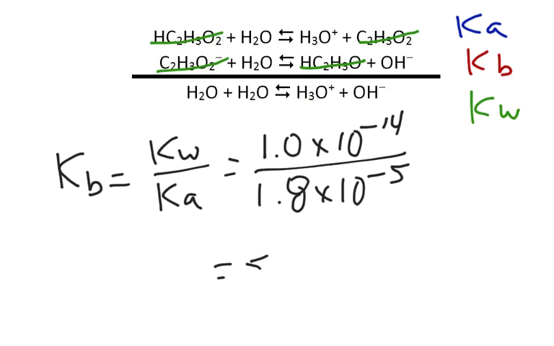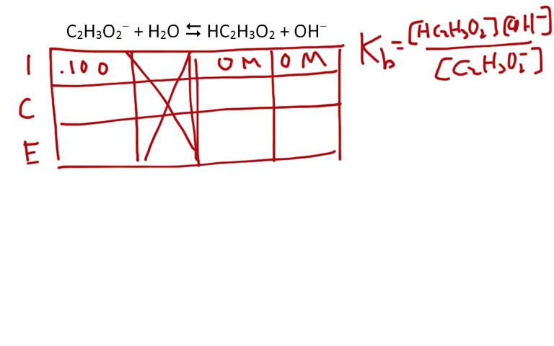And we get all done. I think that is 5.6 times 10 to the negative 10. So we're going to need that number when we do our icebox. So back to the icebox. We can see that we now have a number for this, 5.6 times 10 to the negative 10. We have our initial concentrations, and now it's time to use some variables.